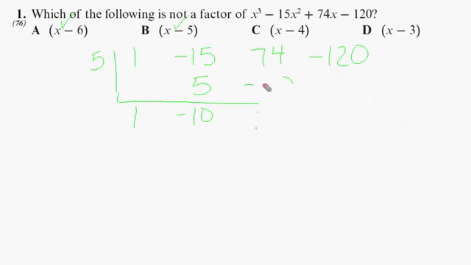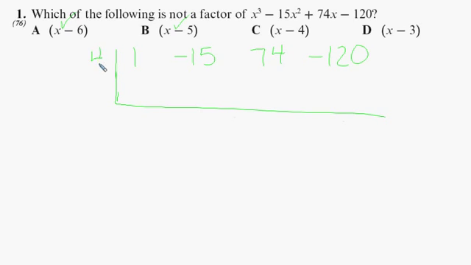So let's just keep moving through this. Let's take a look at C. So that means x minus 4, which means that we have to choose 4 as our divisor. Bring down the 1, times 4 is 4. This is negative 11, negative 44, which leaves us with 30. 30 times 4 is 120. Again, this has no remainder, which leaves us by default with D.